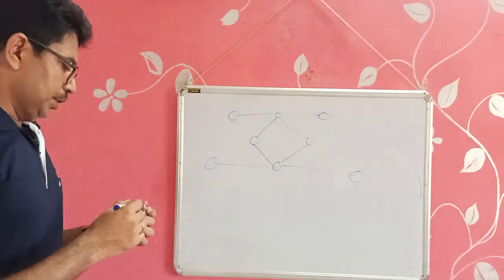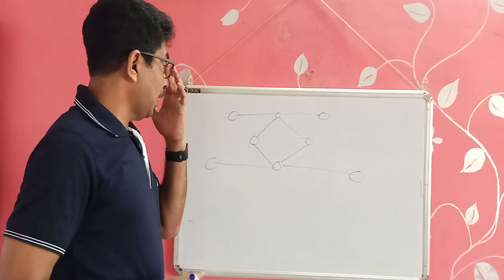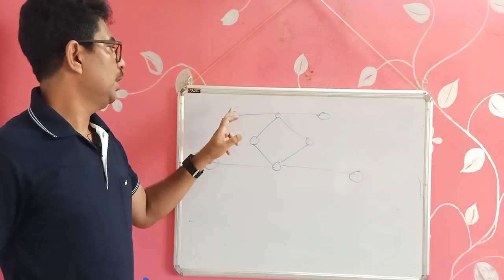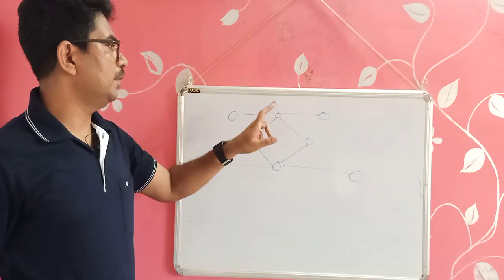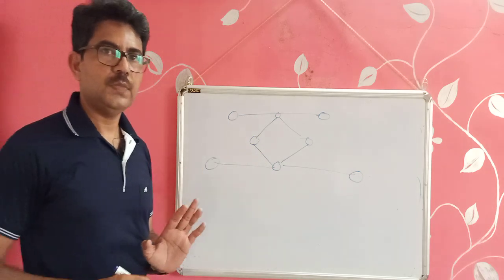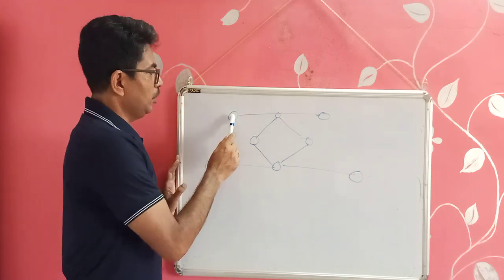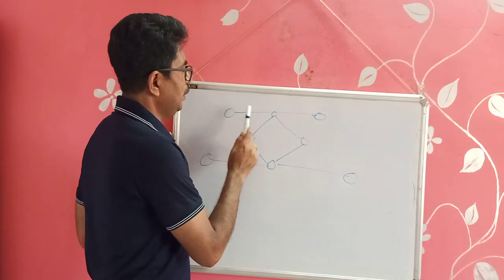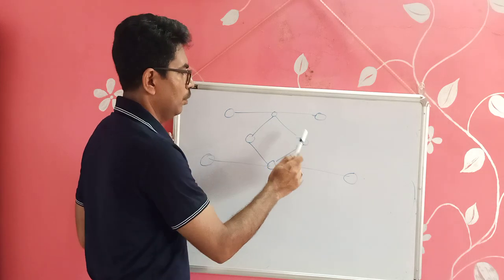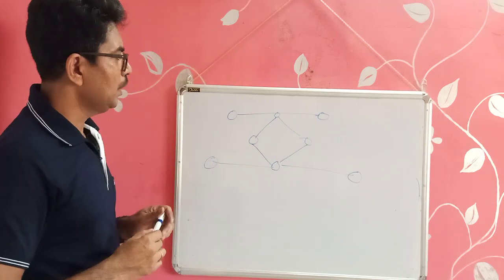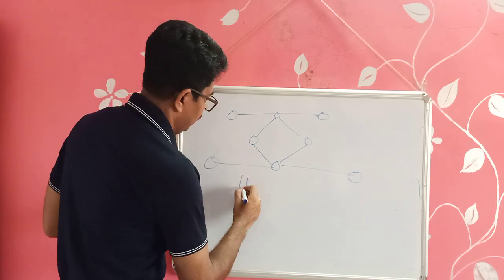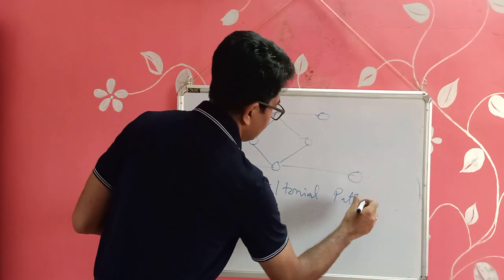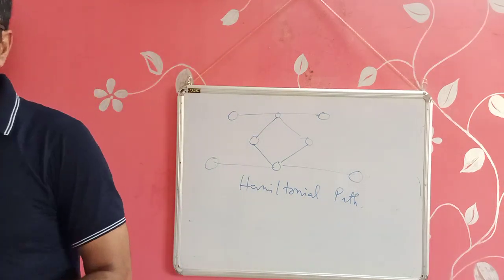Okay. The question is, is it possible to find a path where each vertex will be traversed once and only once? Got the problem? Is it possible to find a path from here where each vertex will be traversed once and only once? This path is known as a Hamiltonian path, and the cycle is known as a Hamiltonian cycle.